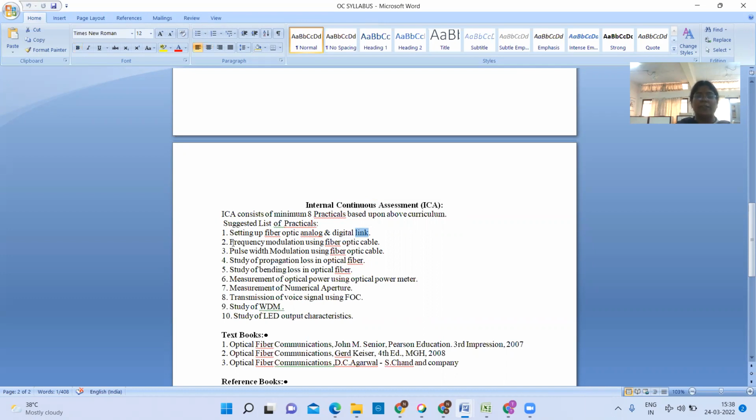Then second, frequency modulation using fiber optic cable. We have to do frequency modulation, and that FM signal we have to transmit through fiber optic cable. That is the second experiment. Then third, pulse width modulation using fiber optic cable.